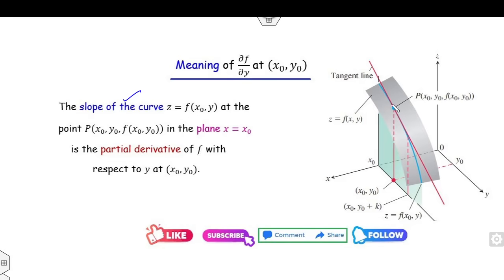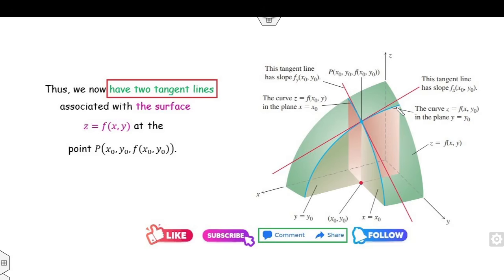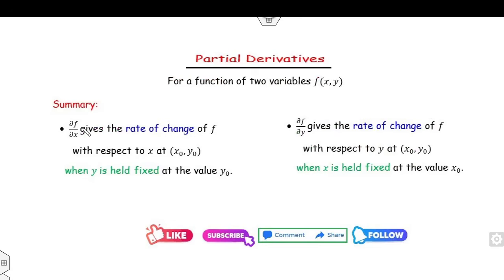Now what we have observed is that at the same point P, we can obtain two different tangents. One tangent is with respect to x, the second tangent is with respect to y. Now the partial derivative with respect to x is defined as the rate of change with respect to x, keeping y fixed, or you can say y is my constant. Similarly, del f upon del y represents the rate of change, keeping x fixed, that is, x is my constant value.